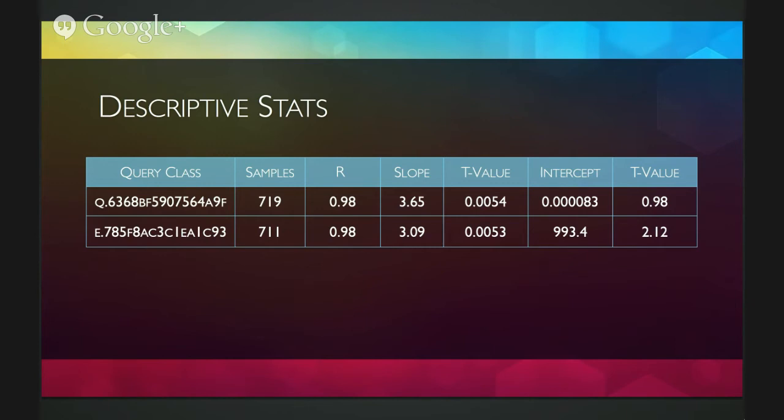The slope and the t-value of the slope, the intercept and the t-value of the intercept. And t-value is the student's t-statistic, and it's a normalized version of the standard error of the slope and the standard error of the intercept. The non-normalized values are very difficult to study. You really need to compare them against the magnitude of the input values to see whether large or small is good or bad.